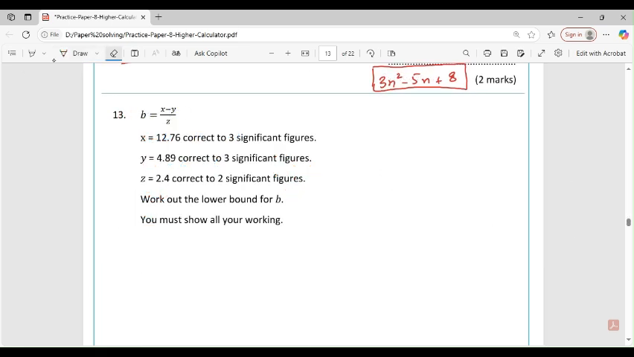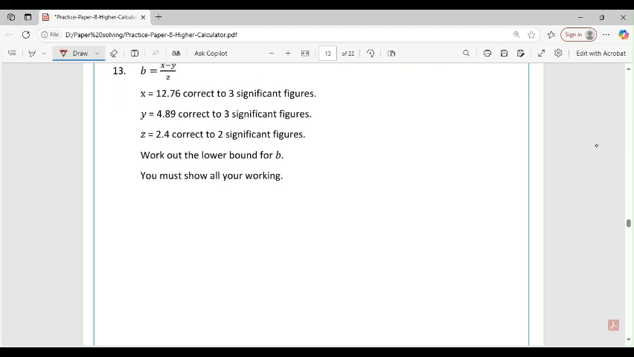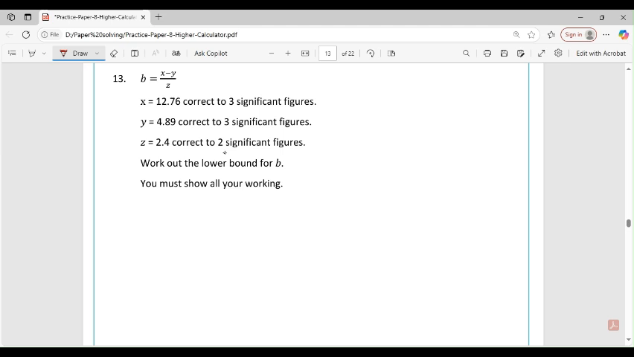When it comes to question number 13, it says b equals x minus y over z, and the value of x is 12.76, correct to three significant figures. The value of y is 4.89, correct to three significant figures. And the value of z is 2.4, correct to two significant figures. Work out the lower bound for b.